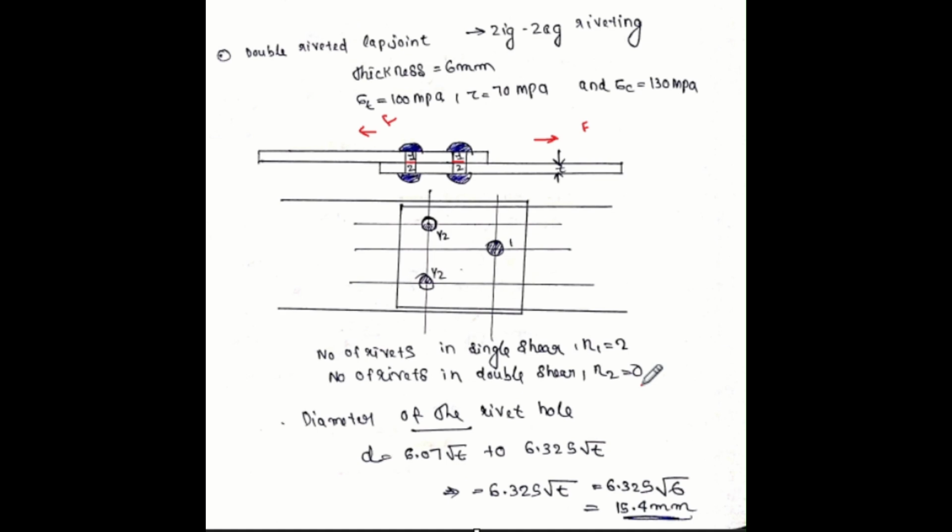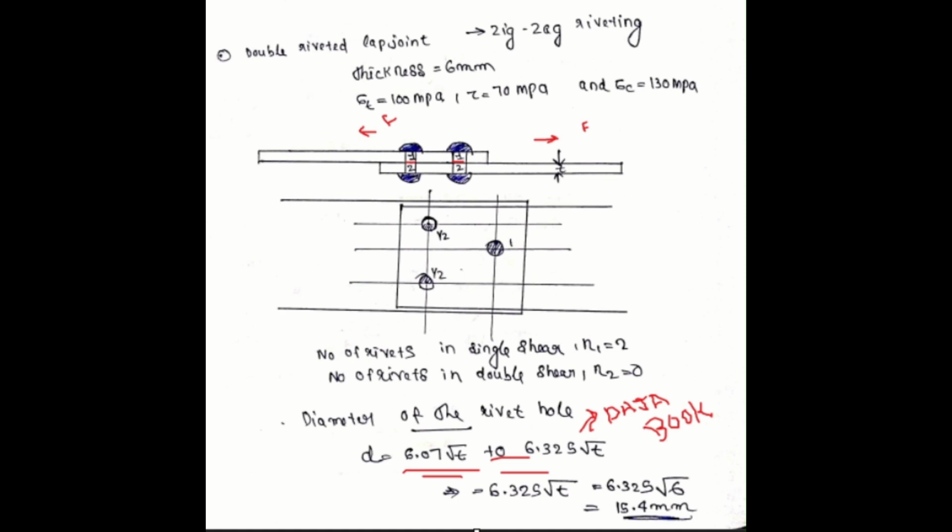The very first step in designing a rivet joint is to find the diameter of the rivet hole. The diameter of the rivet hole is given by this equation, known as the Professor Unwin equation. You can find this specific equation in the data book. D represents the hole diameter. There is a range of values, and among that you always consider the larger one, that is 6.325 root t.